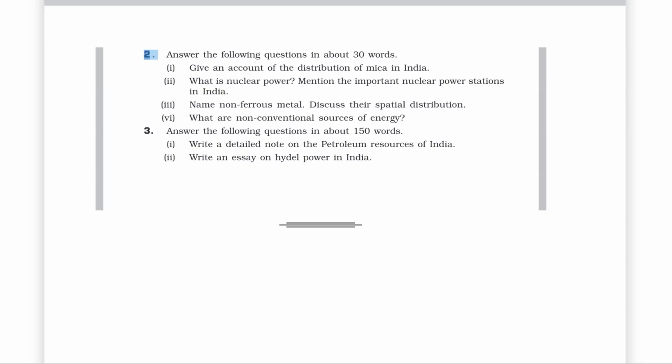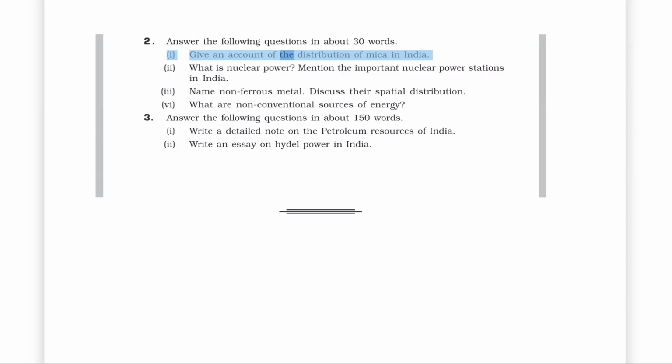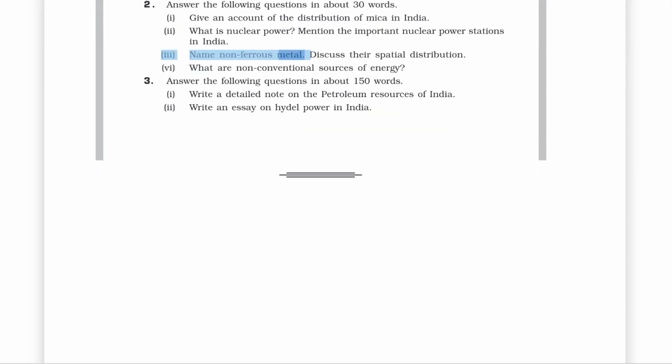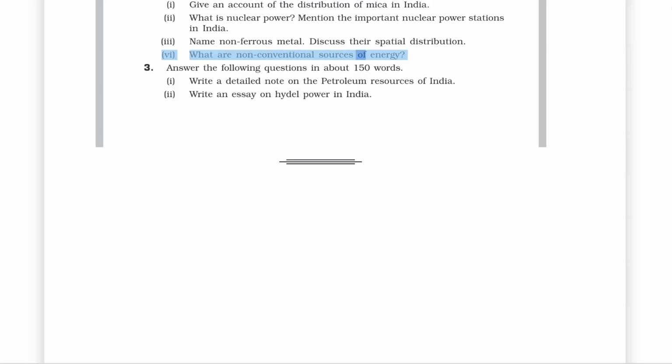Mineral and energy resources. 2. Answer the following questions in about 30 words. 1. Give an account of the distribution of mica in India. 2. What is nuclear power? Mention the important nuclear power stations in India. 3. Name non-ferrous metals. Discuss their spatial distribution. 4. What are non-conventional sources of energy?